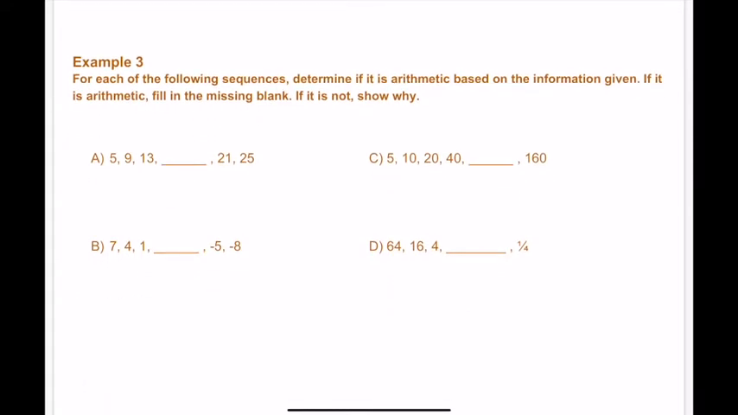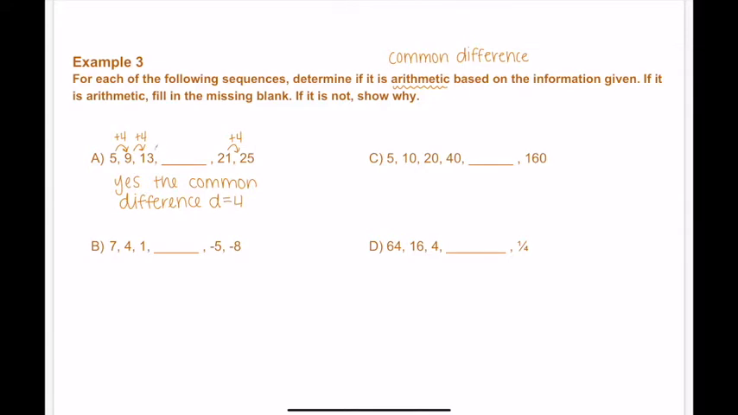In example 3, for each of the following sequences, determine if it is arithmetic based on the information given. If it is, fill in the missing blank, and if it's not, show why. So if it's arithmetic, remember that means that you have a common difference. Okay, so by adding or subtracting, how would I get from 5 to 9? That would be plus 4. 9 to 13 would be plus 4. 21 to 25 would be plus 4. So this is arithmetic because there is a common difference.